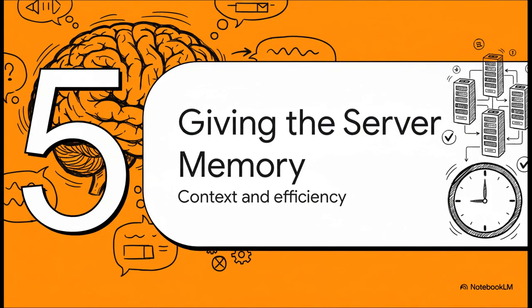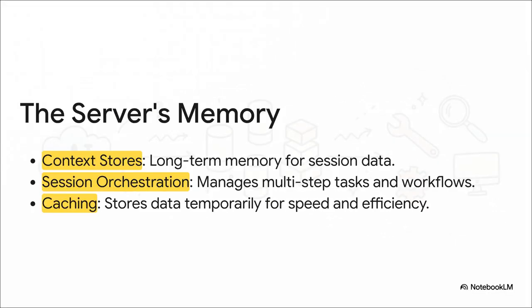Okay, but a server that just does one thing and then immediately forgets about it isn't all that useful, is it? It needs a memory. So now let's look at how MCP gives servers that memory, which allows them to handle context, manage complicated conversations, and just, well, work a lot more efficiently. The server's memory really comes from 3 different parts working in concert. You've got context stores, which are kind of like its long-term memory. Then you have session orchestration for managing what's happening right now. And finally, you have caching, which is like its super fast short-term recall for a quick performance boost.